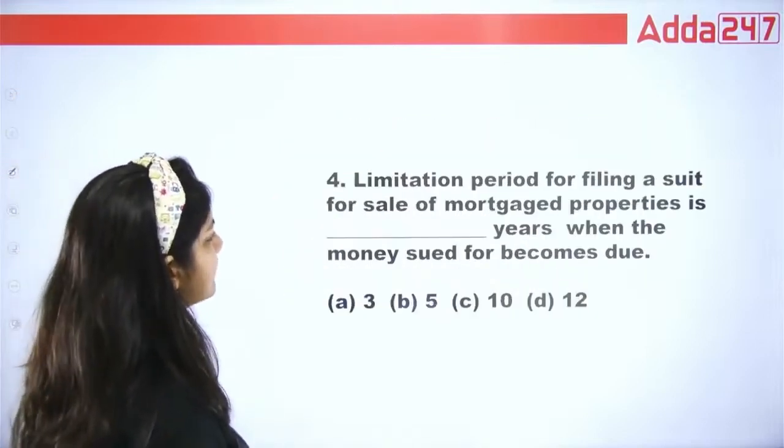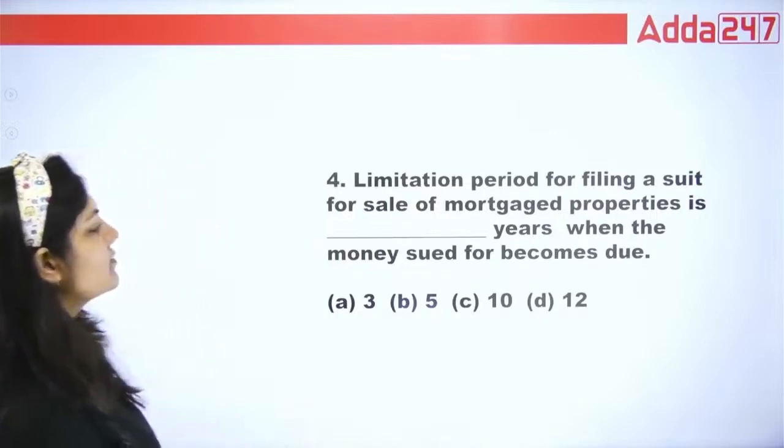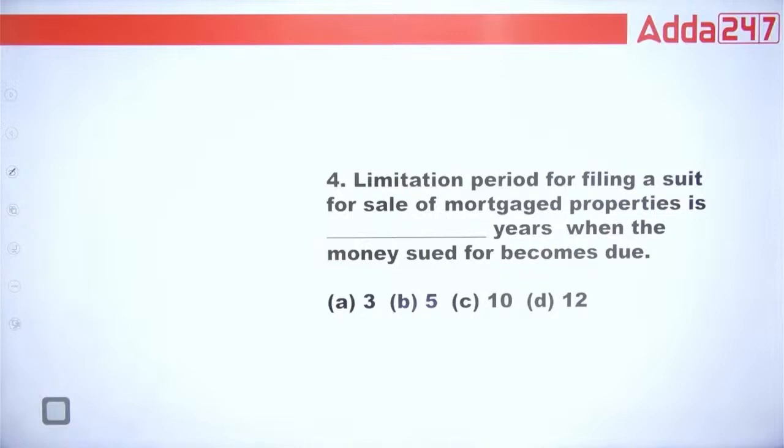Limitation period for filing a suit for sale of mortgage property is dash years when the money becomes due: 3, 5, 10, 12. Okay, so this is 12 here.